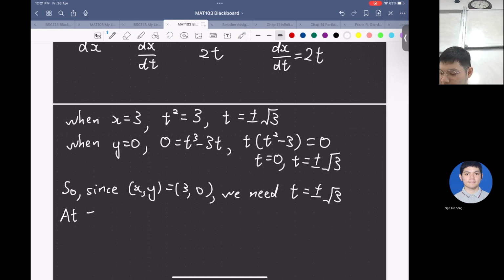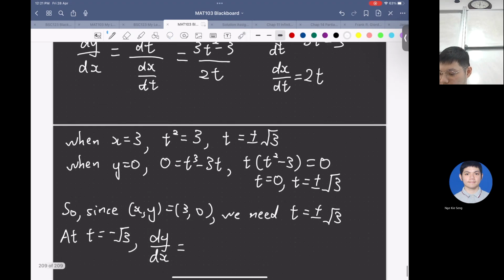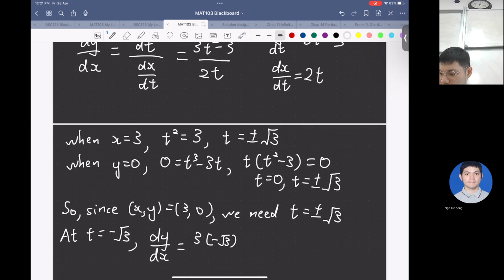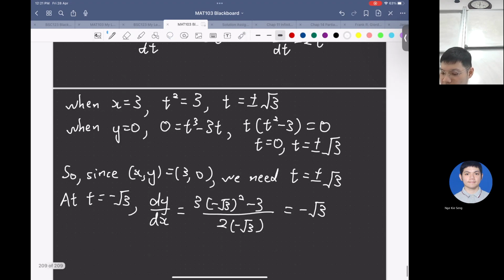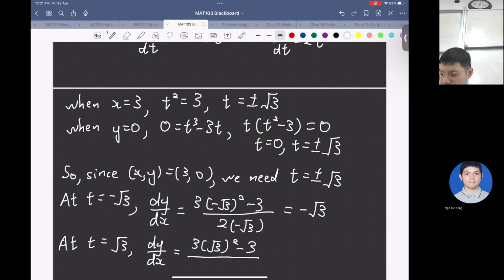At the first time, t equals minus square root 3, our dy/dx is equal to, we just sub the number in, 3 times minus square root 3 squared minus 3 over 2 times minus square root 3, which gives minus square root 3. Okay, and then at t equals square root 3, what do we get? We get 3 times square root 3 squared minus 3 over 2 times square root 3, which is just square root 3.